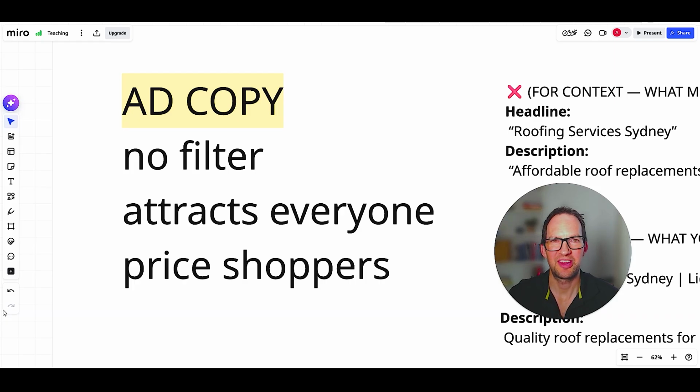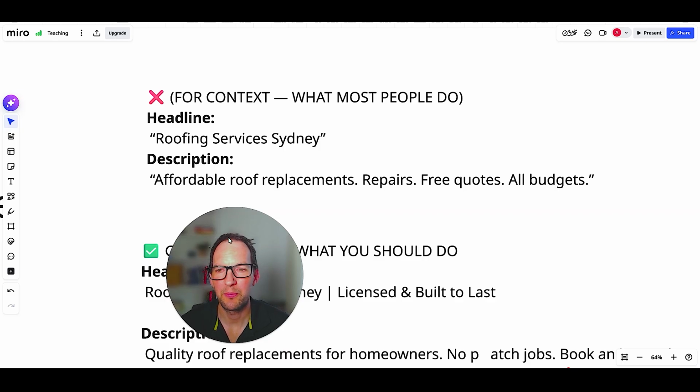After your keywords, the next thing that affects the type of people that visit your website is the ad copy itself. What we want our ads to do is we want them to filter people. We want them to repel the wrong kinds of people. We don't want an ad that attracts everyone, and we don't want to attract price shoppers. What most people do with their headlines and their ads is they have something quite generic and something that actually attracts price shoppers. So they might say something like roofing services Sydney, affordable roof replacements, repairs, free quotes, or budgets.